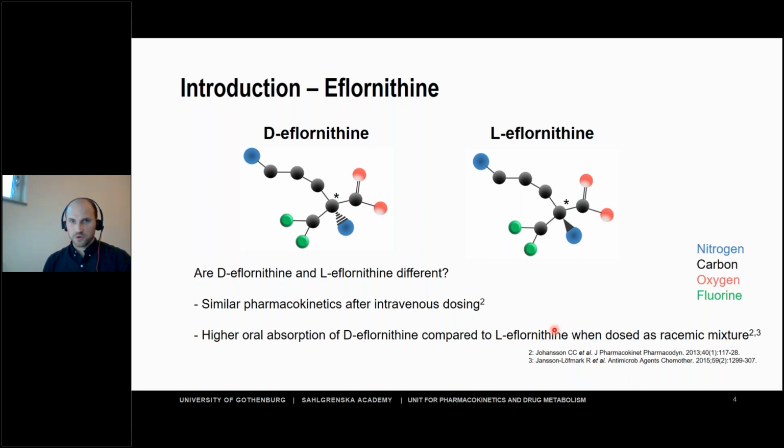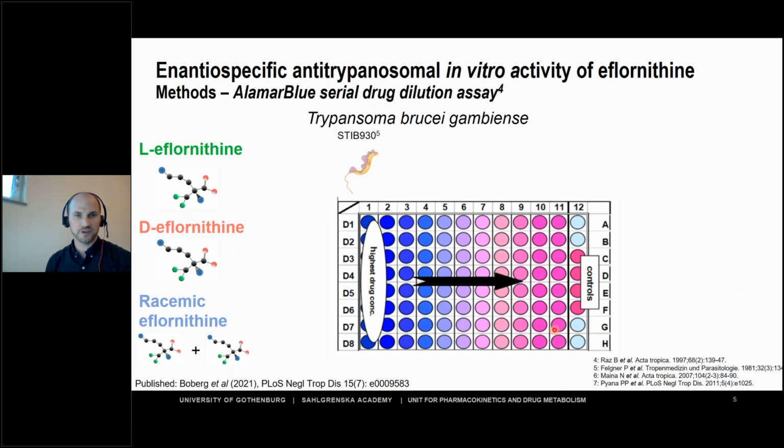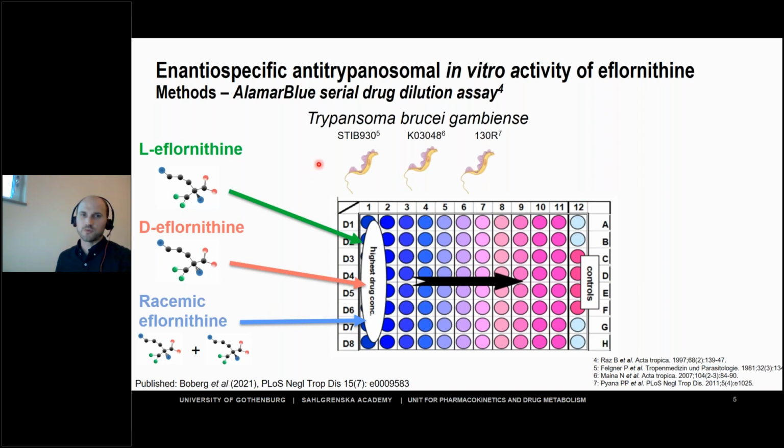So from here, let's jump over to the lab bench and the collaboration that we had with the Swiss Tropical and Public Health Institute and University of Basel, where we worked together with Professor Pascal Mäser, Dr. Marcel Kaiser, and Monica Kahl. And if you want more details around this work, you can see the published paper. I have the reference down there. But what we did here in this work is that we had 3 different strains of parasites. They're all Trypanosoma brucei gambiense parasites, but they come from different patients, with STIB 930, KO3048, and 130R.